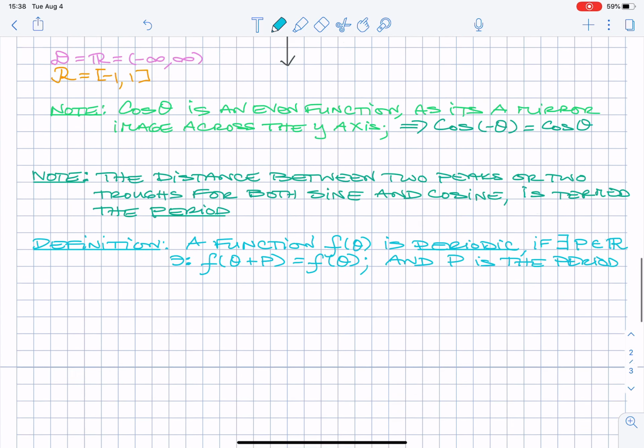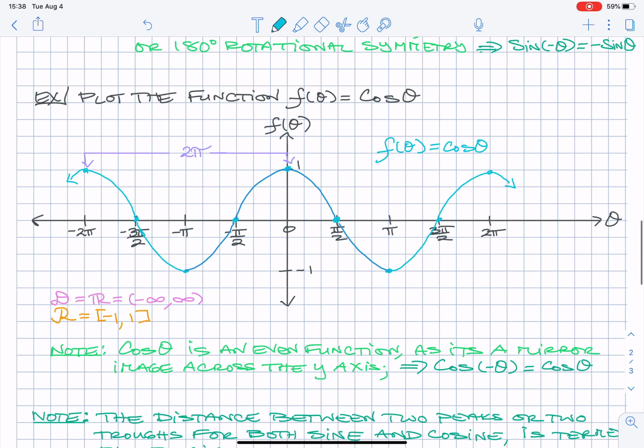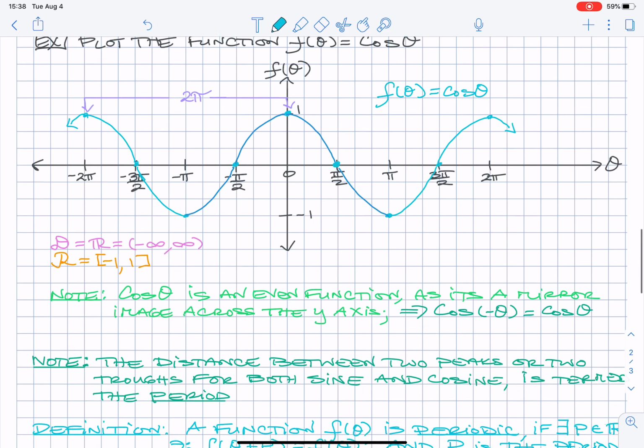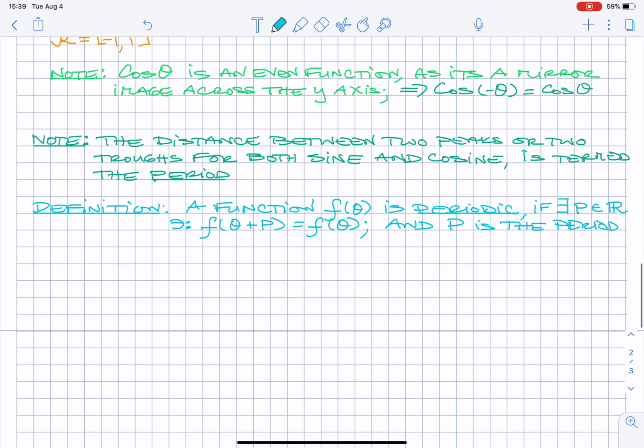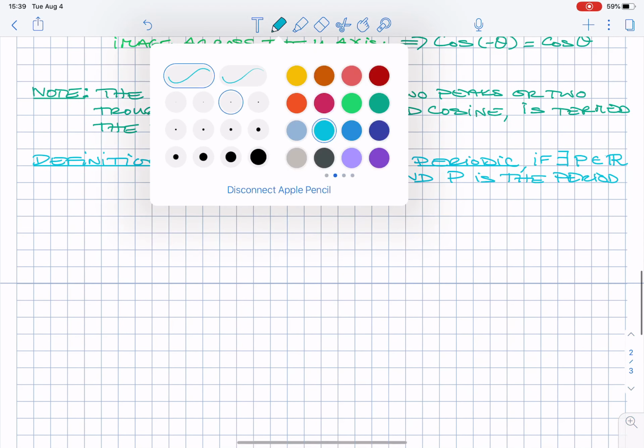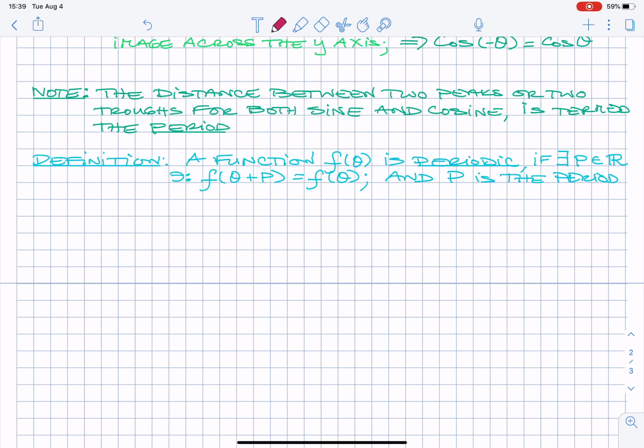And you agree that in this case, f of 0 is the same as f of 0 plus 2 pi. So the period there is 2 pi, because if I add the period 2 pi, I get the same value. So that's what we mean by the periodicity. Okay, so let's see how much more I should do. I think I'll do one more page before I break this up into separate videos.